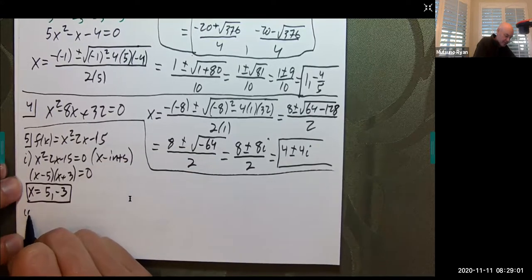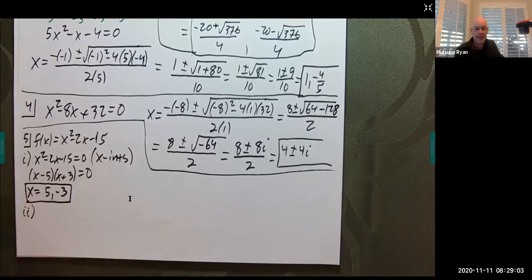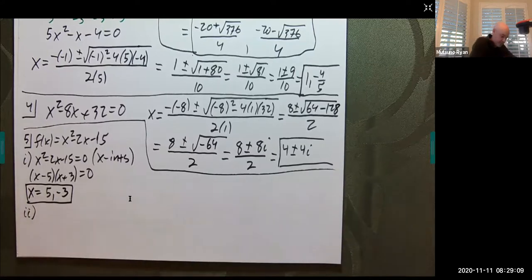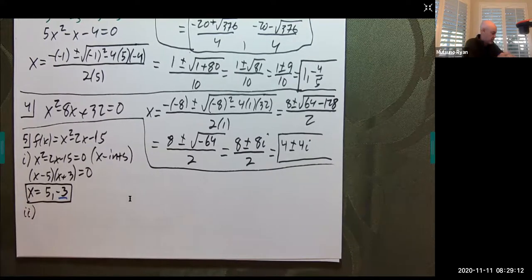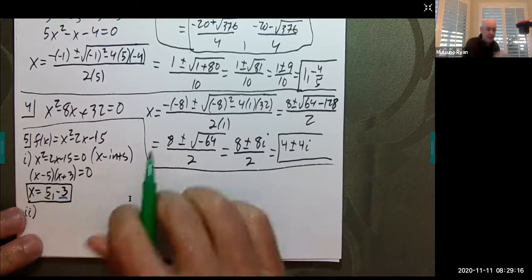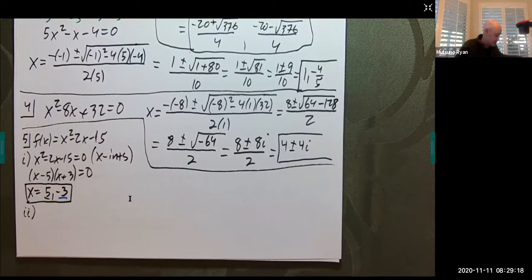Part 2. Oh, so they asked for the smallest, which is that one. Smallest. Part 2, they asked for the biggest x-intercept. There it is. But the next one is the y-intercept.